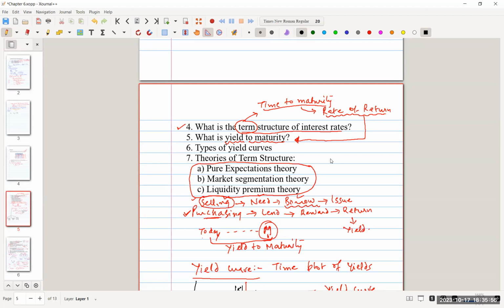Then the third one is the liquidity premium theory. What does that say? It says it's based on investor psychology. I will just create a situation for you. You will tell me the theory yourself. You'll create the theory yourself in your mind.